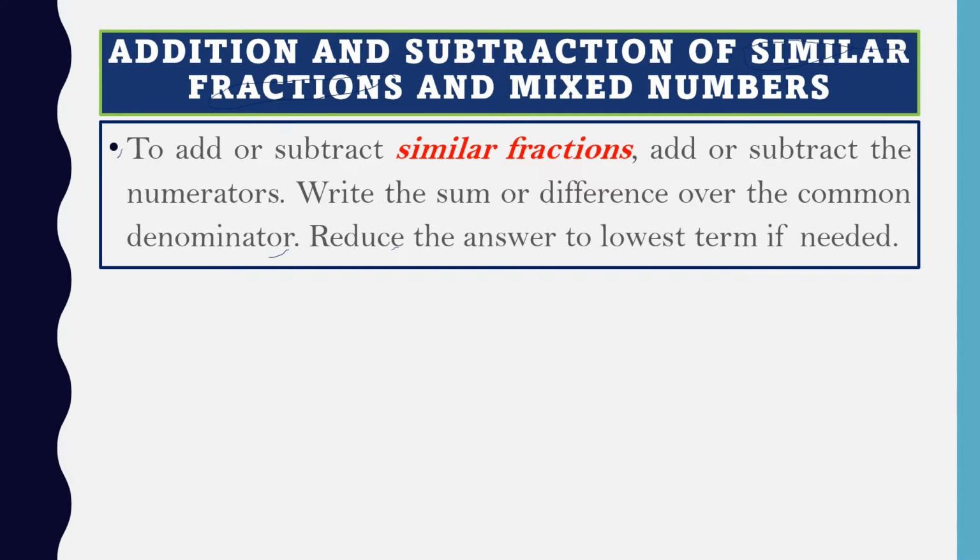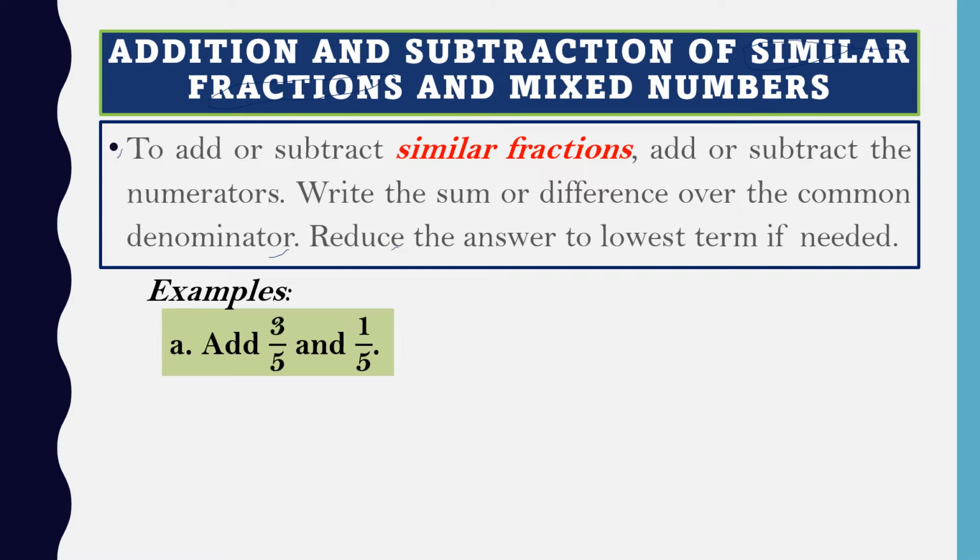So what we have to consider in adding or subtracting similar fractions is the numerator. And then we just copy the denominator. Let's have examples. Example A, we are going to add 3/5 and 1/5. So we write it first in horizontal form, or you can write it vertically. It's up to you, whichever is more comfortable or easier for you.